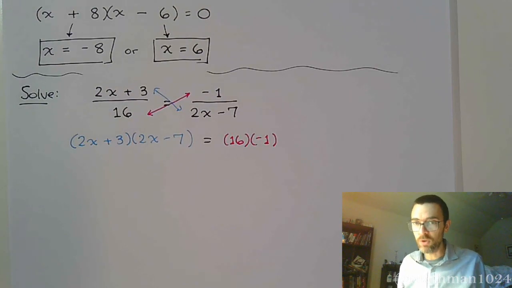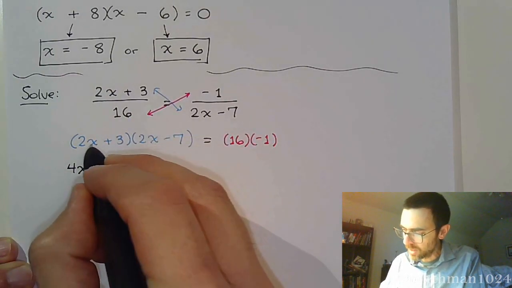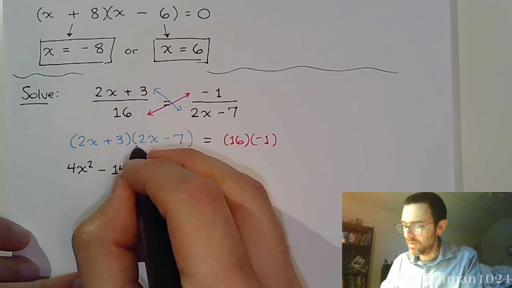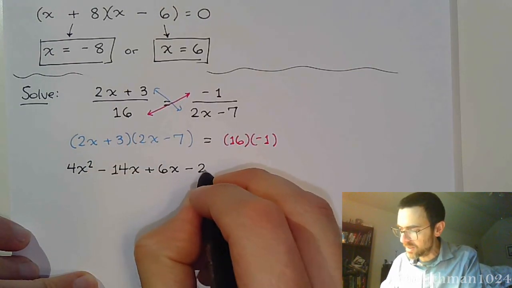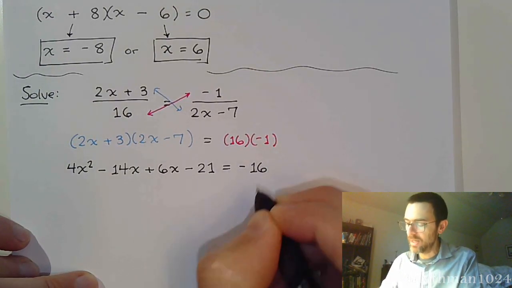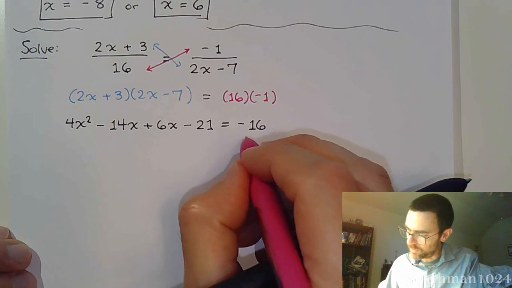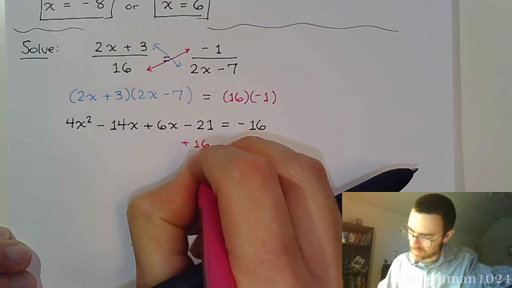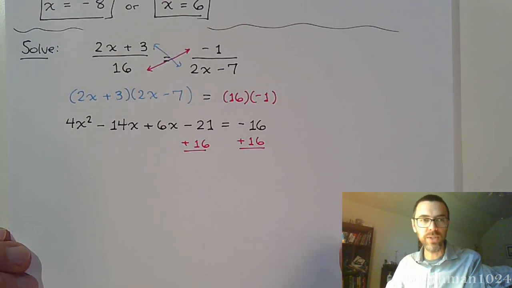Okay, so right here I need to multiply everything. So FOIL, 2x times 2x is 4x squared. 2x times negative 7 is minus 14x. Then go to the inside. 3 times 2x is 6x. 3 times negative 7 is negative 21. And on the right side we have negative 16. And so now we're going to move 16 to the other side by adding 16. Remember, show each step, use colors, make it vibrant, make it easier for you to see.